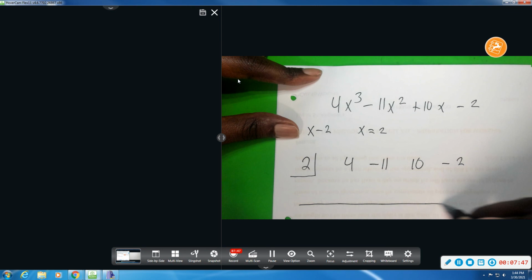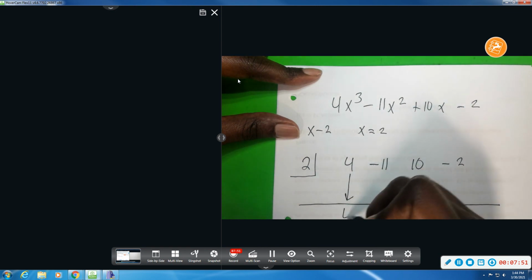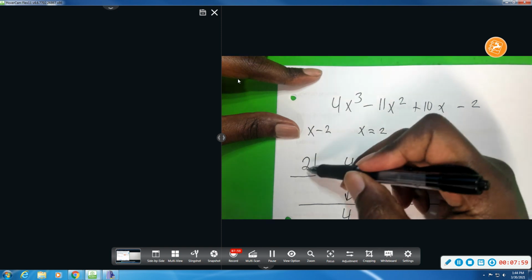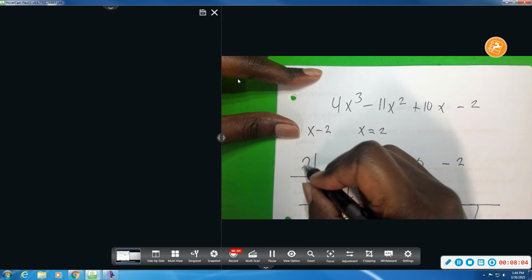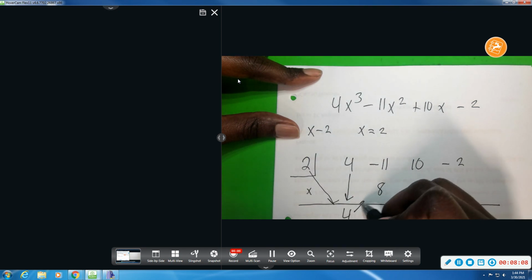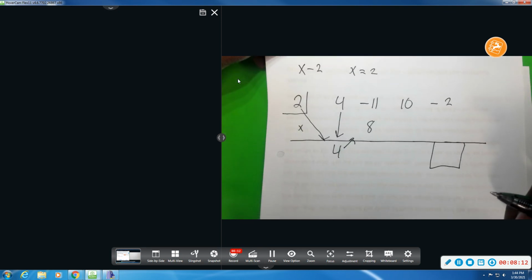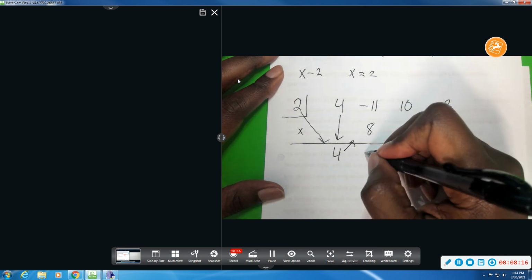The first thing we do, draw a line, we drop the first term straight down. So that would be a 4. And whatever you get at the end, that is your remainder, which you would get if you plug in. Should be a 6. You're going to multiply below the line. So 2 times 4 is 8. Write the result up here. And then you add or subtract whatever it wants you to do. So we're going to be doing negative 11 and 8. That gives me a negative 3.